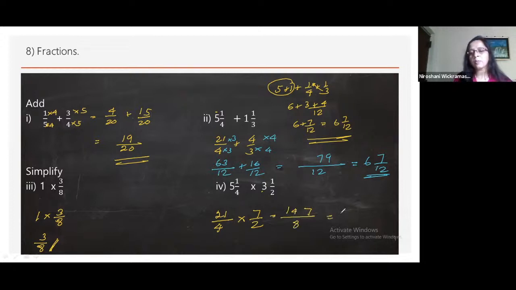147 divided by 8. How many 8s are there? 1, 8, 64 there are 8. Remaining 6 now. 67, there are 64, 8. 3 remaining over 8. 18 and 3 over 8 is the answer here.